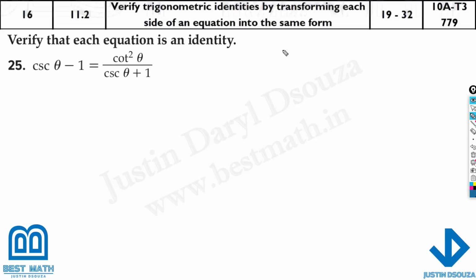25th problem. So after this, there's 7 more to go. Cosecant theta, that means let's get it in terms of sine or cosine. Sorry, it's not cosine, it's cosecant. It's 1 by sine theta minus 1. That is equal to, what is this? It is, cot is cos squared theta by sine squared theta divided by over here 1 by sine theta plus 1.